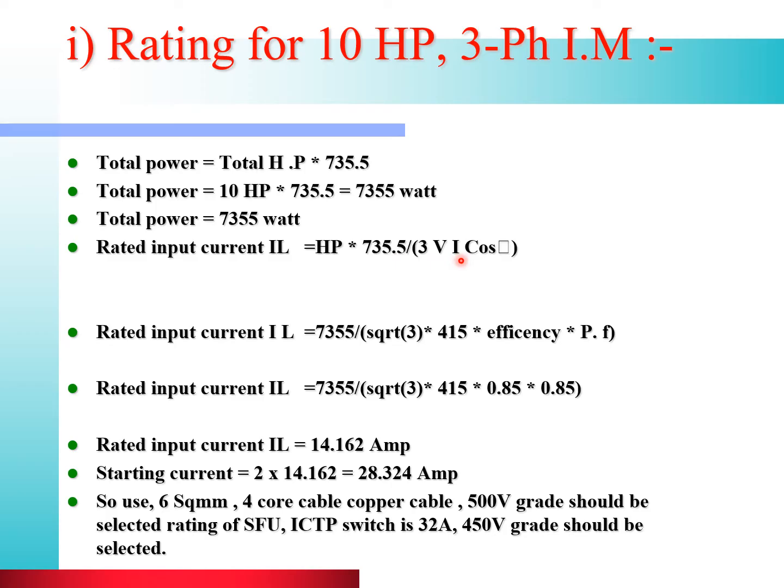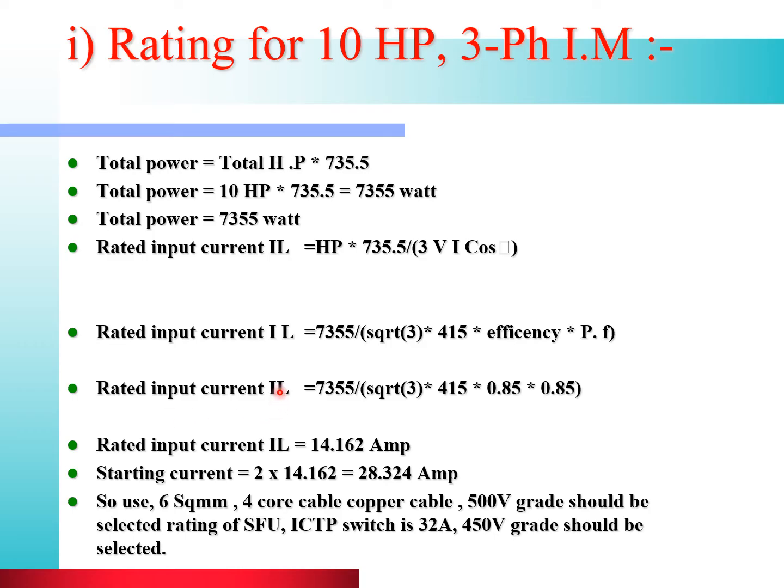You have to put the values of voltage and current and calculate the rated input current as shown in this formula. Here, rated input current is calculated by total horsepower divided by root 3, 415 volt, efficiency, multiplied by the power factor. So efficiency is given 0.85, power factor is given 0.85. From that you have to calculate the rated current.